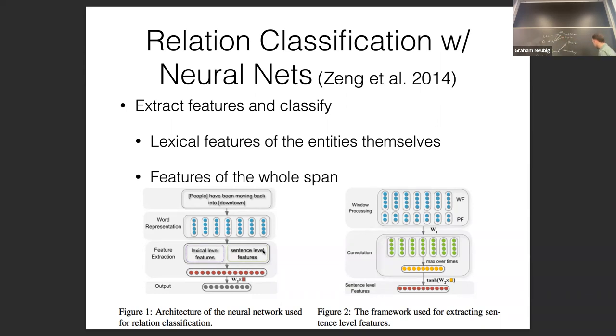Film, and then you have tail, Saving Private Ryan. And then you just throw the whole sentence into BERT and do the relation classification task. That's the easiest way. There's other ways to do it as well, but that's the general idea. It becomes a multi-label classification task.